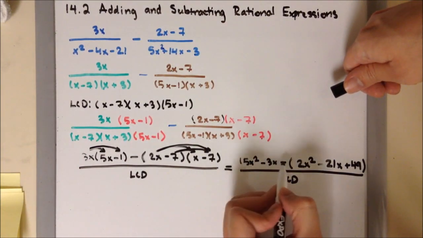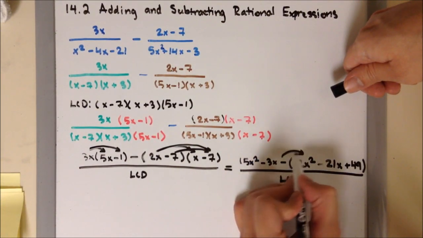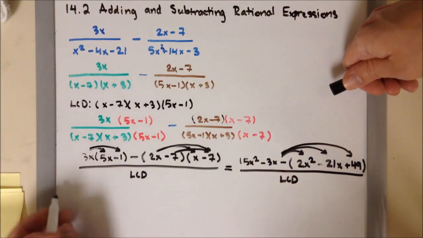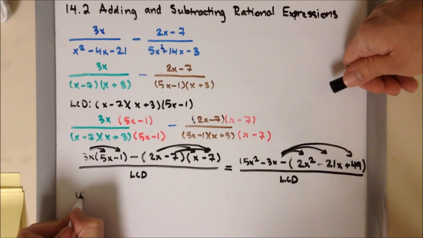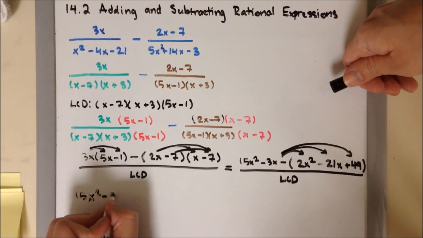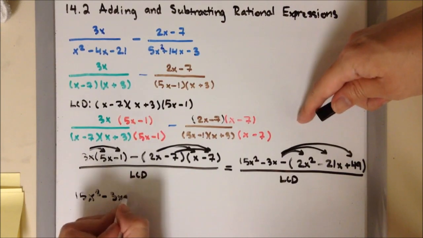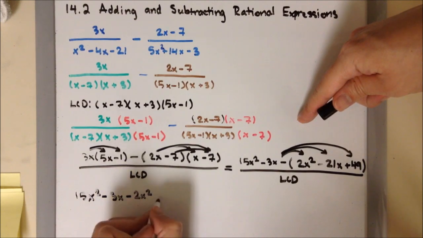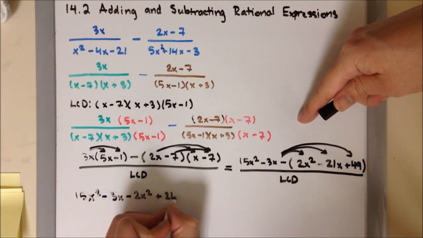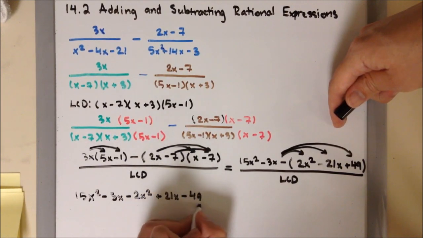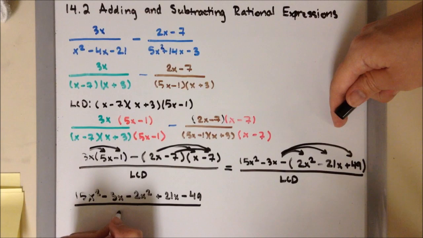Alright, now I'm going to distribute the minus to everything that's inside the parentheses. So I'm going to write it over here now. So 15x squared minus 3x. When I distribute the minus, I'm going to get minus 2x squared plus 21x minus 49 over the LCD.